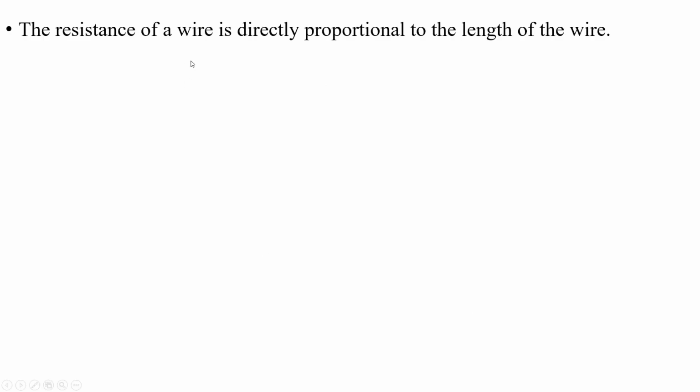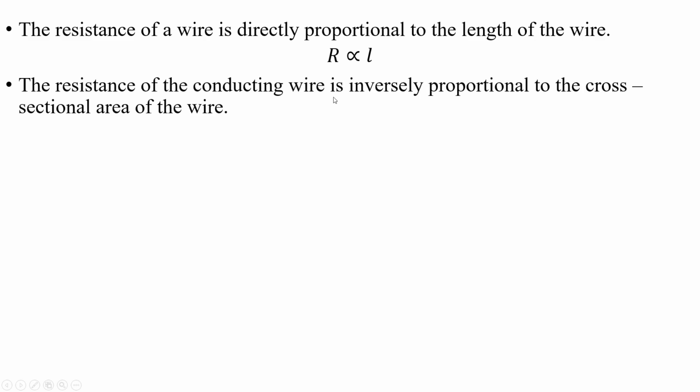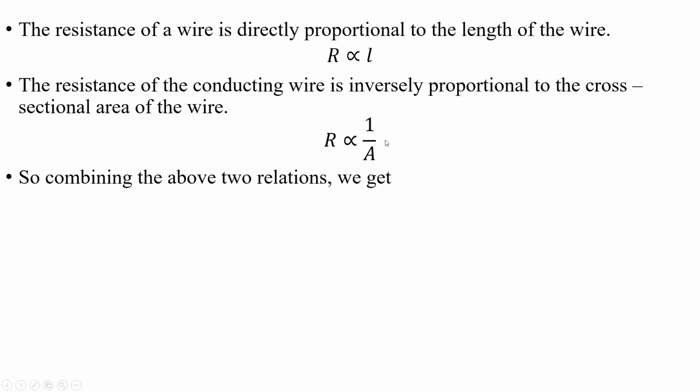So we can say that the resistance of a wire is directly proportional to the length of the wire. And the resistance of the wire has an inverse relation with the area. Combining these two relations, we have a direct relation with length but an inverse relation with area. Removing the proportionality sign, we put a constant value, and this constant is called resistivity. Resistivity is represented by the symbol rho, R-H-O.